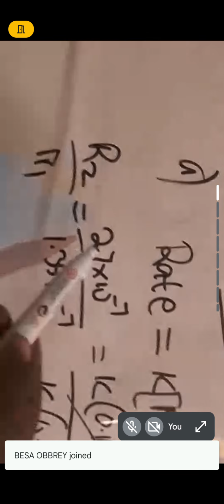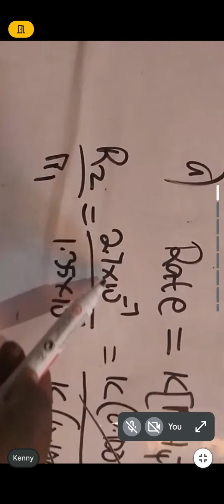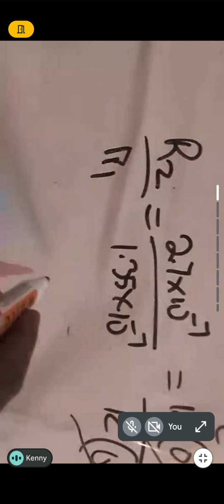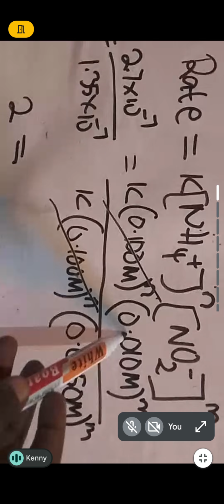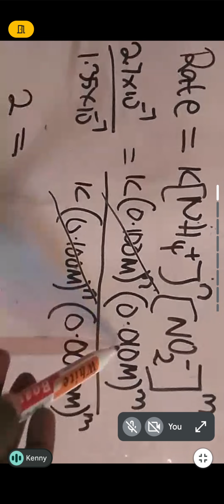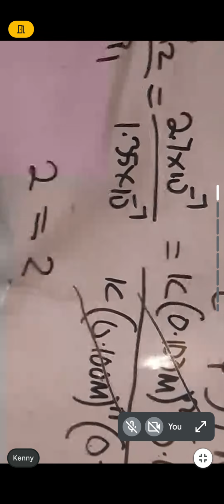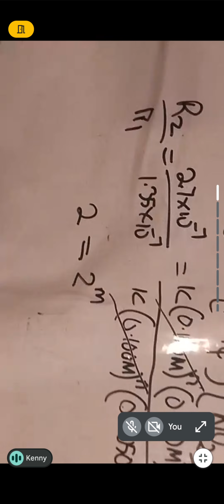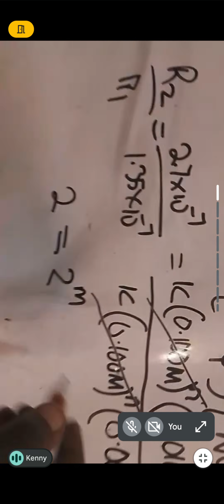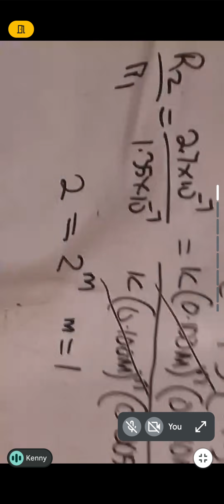Then now, we need to divide here. So 2.7 times 10 to the power negative 7 over 1.35 times 10 to the power negative 7, you are going to get a 2. So 2, which is equal to, now here you divide 0.01 over 0.005. You are going to get a 2. So this one now will be 2 to the power m. So 2 is equal to 2 to the power m. What is the value of m in this case? The value of m is equal to 1.